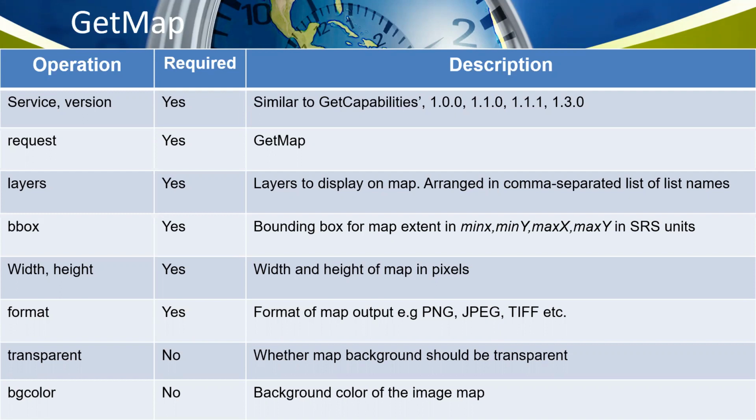Then we have the layers. If you look at it from a different standpoint, you can't request a map that has nothing. It has to have layers, so the layers is mandatory. This one requests the layers to display on the map, and these layers can be arranged in a comma-separated list of layer names.